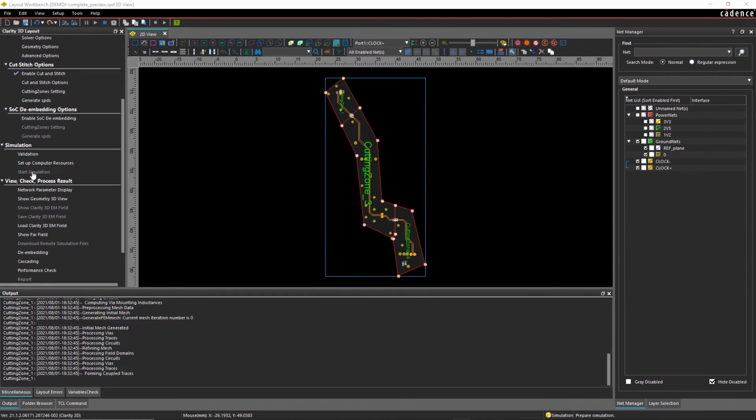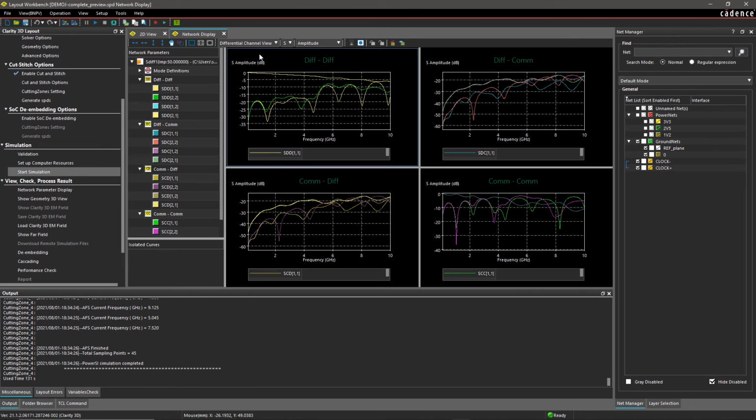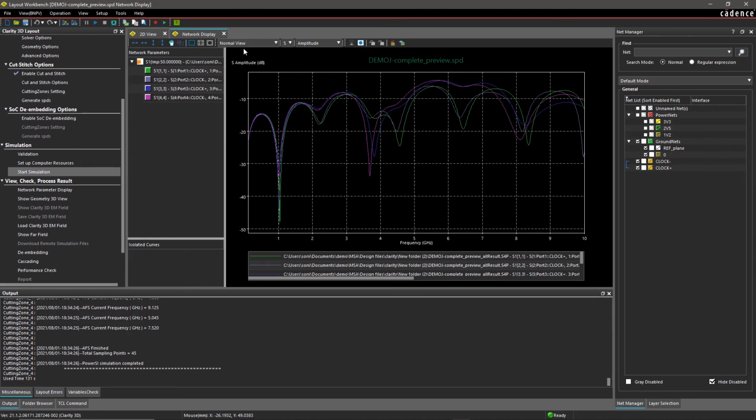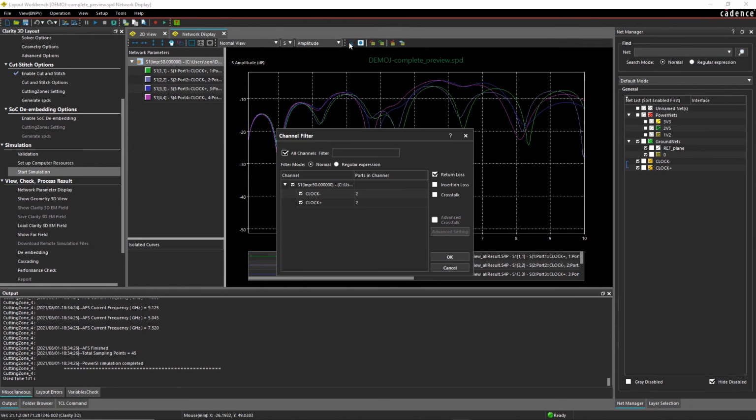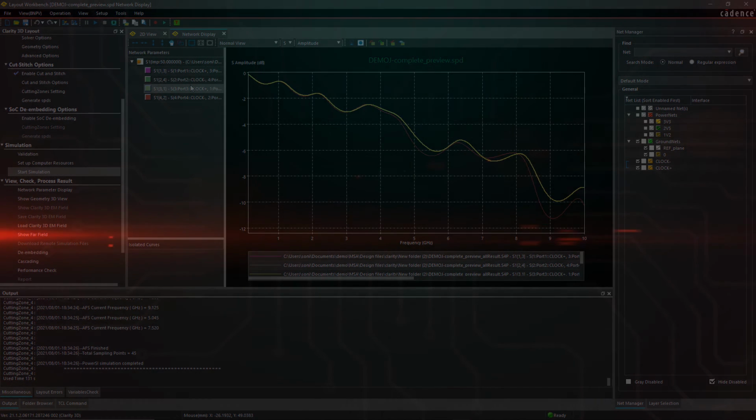After the simulation completes, easily review the S-parameters in the Network Display tab. You can also evaluate the results by different characteristics, such as return loss, insertion loss, and crosstalk. With the Clarity 3D Solver, you can easily simulate the most complex EM problems on your designs in a fraction of the time, with virtually unlimited capacity and gold standard accuracy.